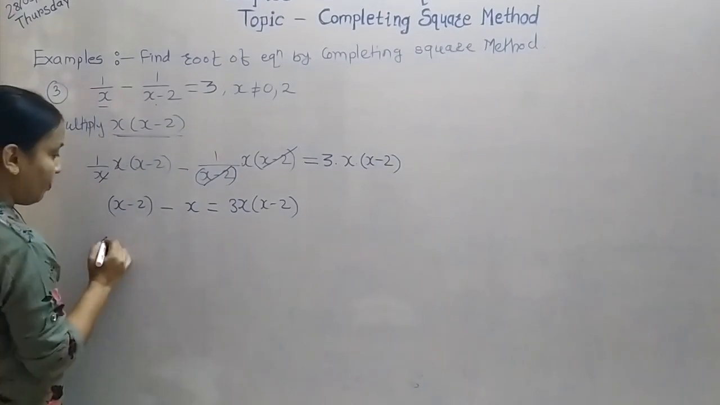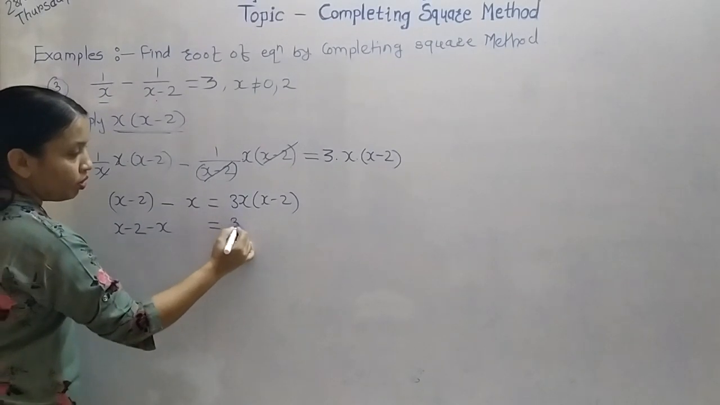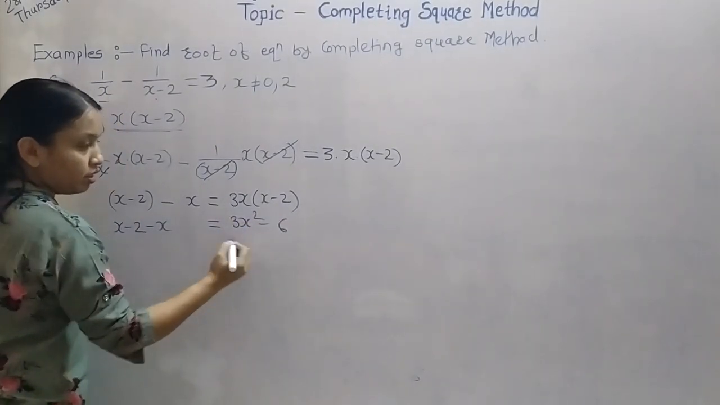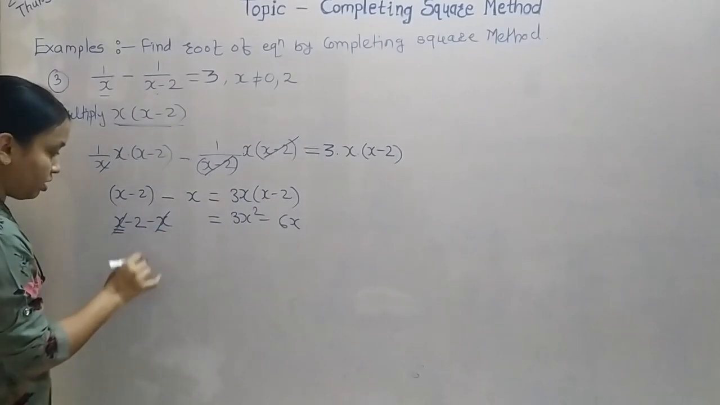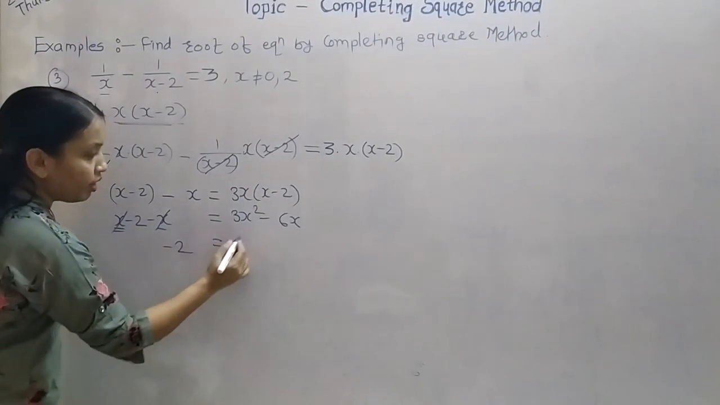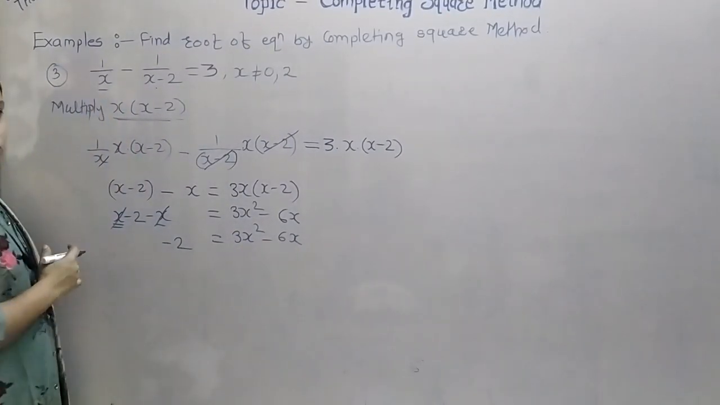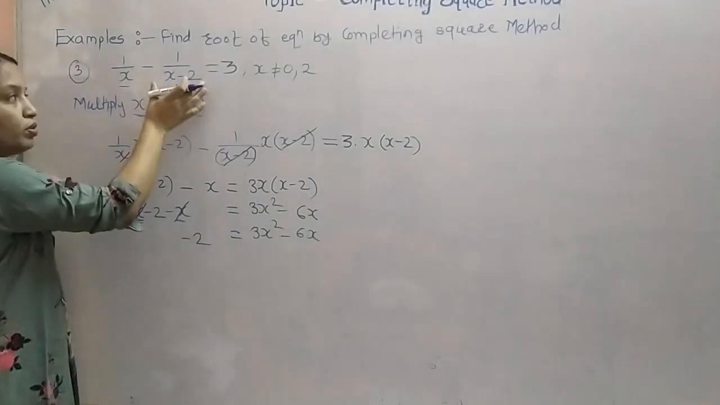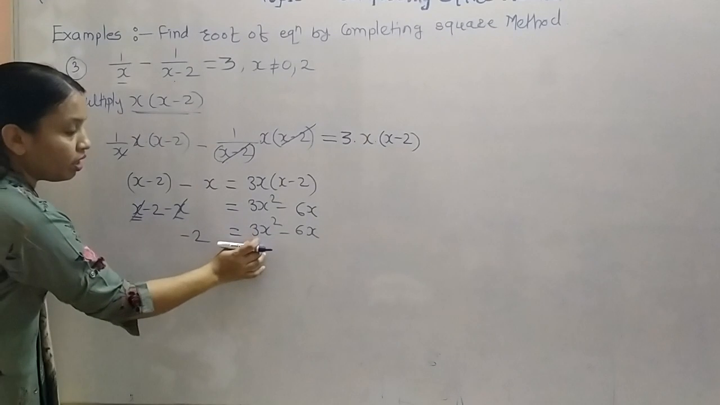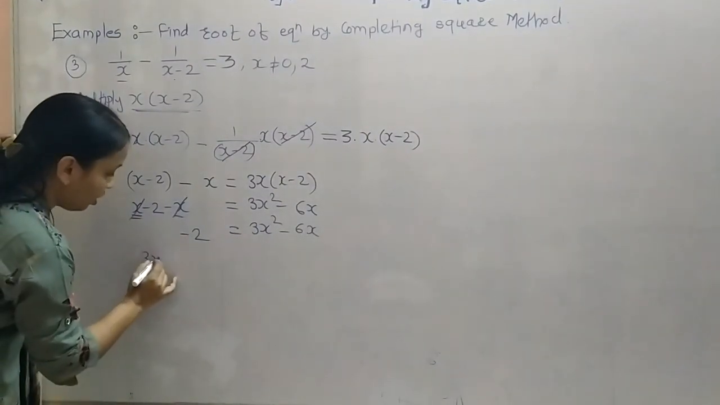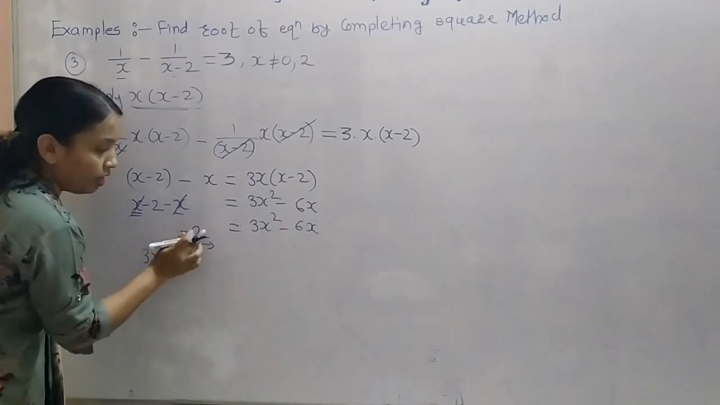Okay, now simplify this. x minus 2 minus x equal to 3x square minus 6x. Now this is plus x, this is minus x, it gets cancelled and it will be minus 2. Here 3x square minus 6x. Now rewrite this as a quadratic. You change the form looking like a linear equation into a quadratic equation. Therefore, write it in the standard form, that is 3x square minus 6x. You transfer this to that side and here will be 0.